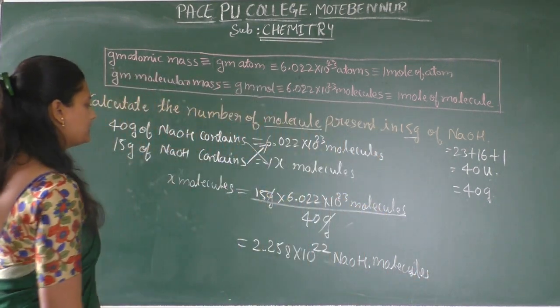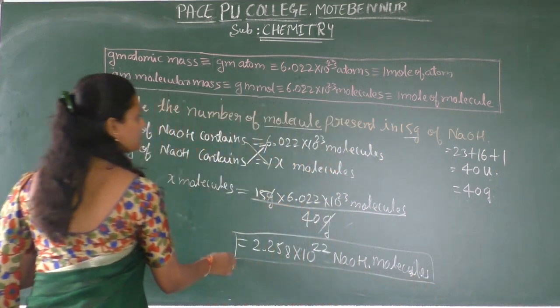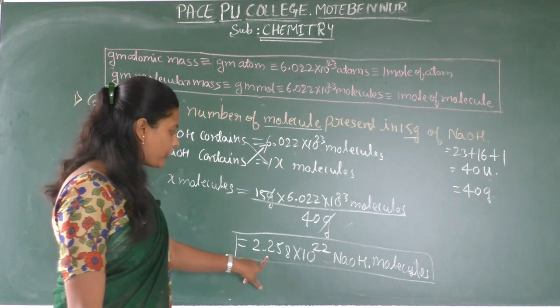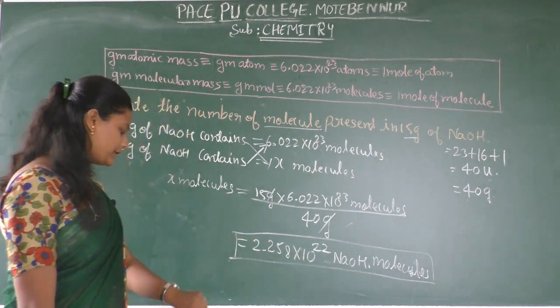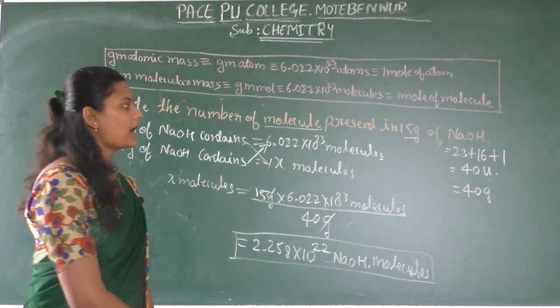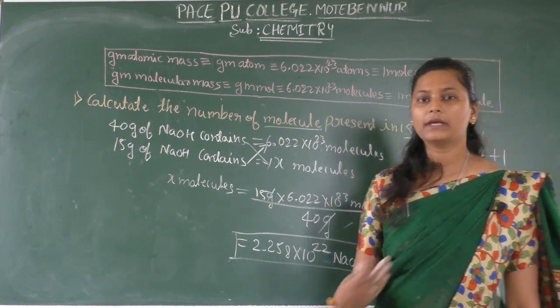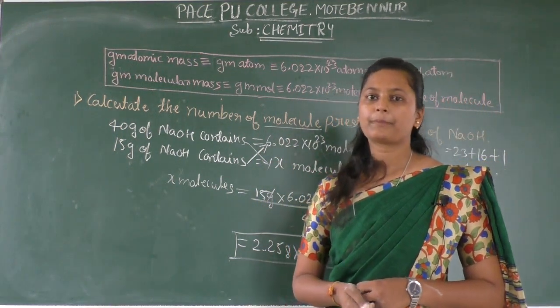Okay, so this is the answer. So 15 grams of NaOH contains 2.258 into 10 raised to 22 sodium hydroxide molecules. So I hope you understood about the numerical problems. In the next class we will discuss some more numerical problems. Thank you.